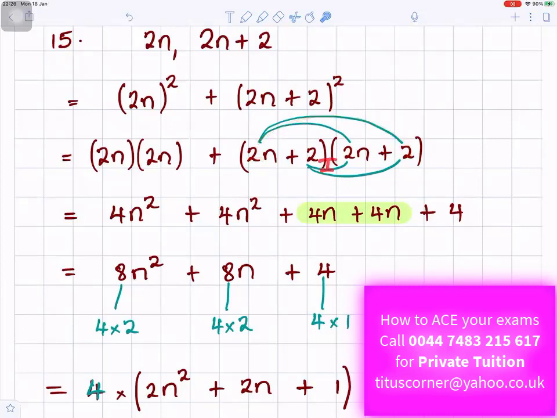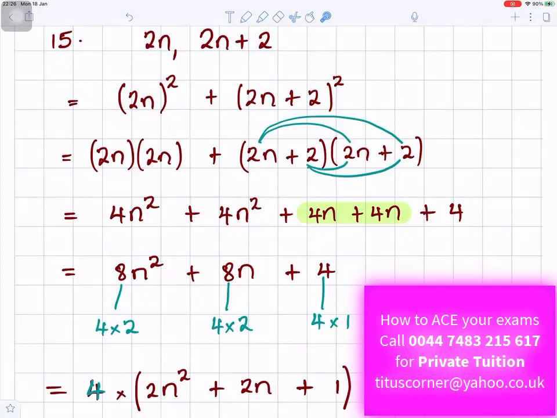Inner: 2 times 2n is 4n. And last, 2 times 2 is 4. Now we'll collect like terms, the ones which are the same. So I've highlighted the 4n plus 4n. It gives you 8n. 4n squared plus 4n squared will give you 8n squared. And then plus the 4.